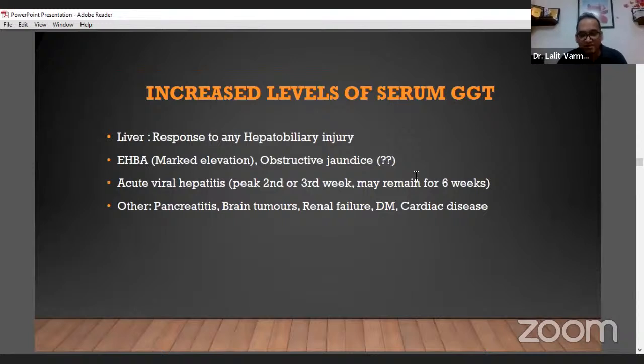So now you know, if somebody is lying, send two things, GGT and SGOT. Increased levels of serum GGT are seen in response to any hepatobiliary injury. In biliary atresia, there is a marked elevation.